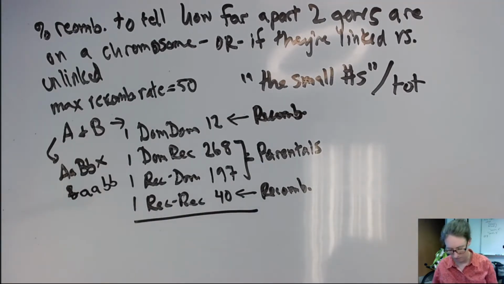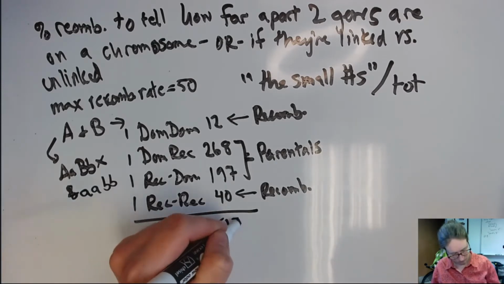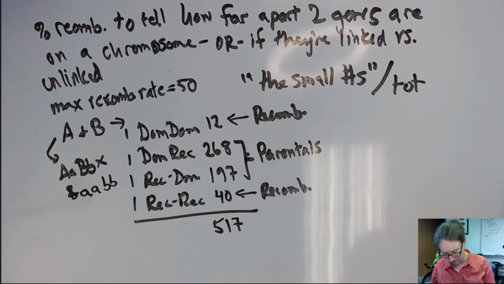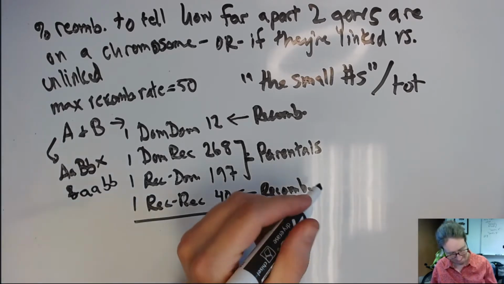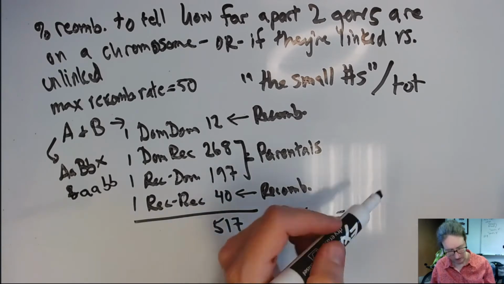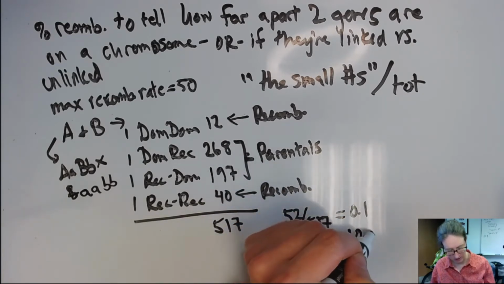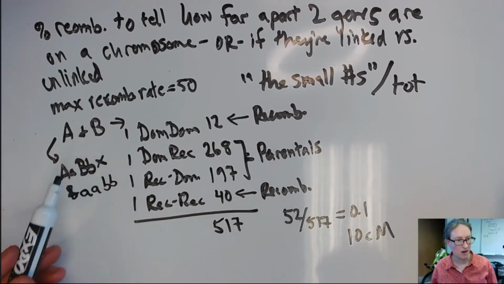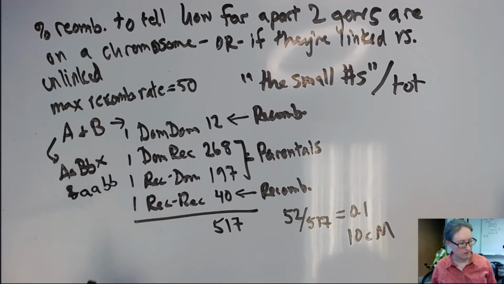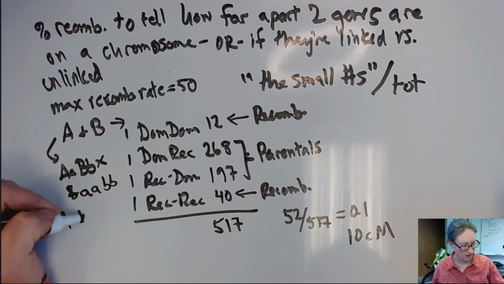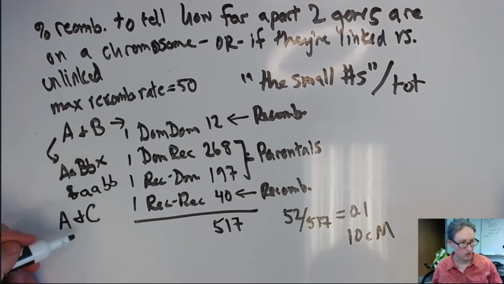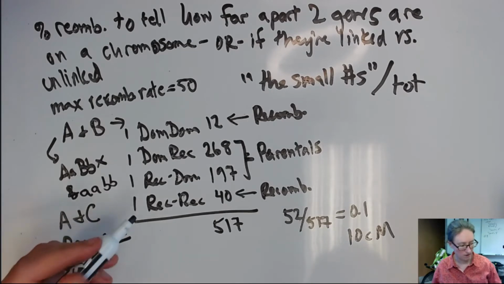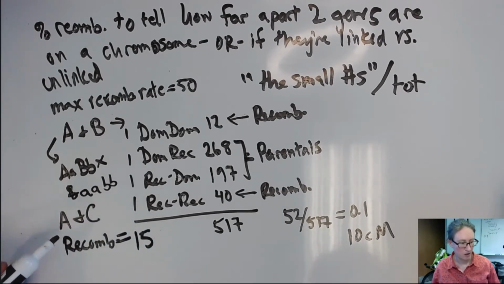All right, so if we do this math, we have 517 individuals total. So 52 divided by 517 gives us a recombination rate of 0.1 or 10 centimorgans. So as with the previous example, A and B are 10 centimorgans apart. Let's say we now repeat this process with A and a new gene, C, and we get a recombination rate of 15 in this case.